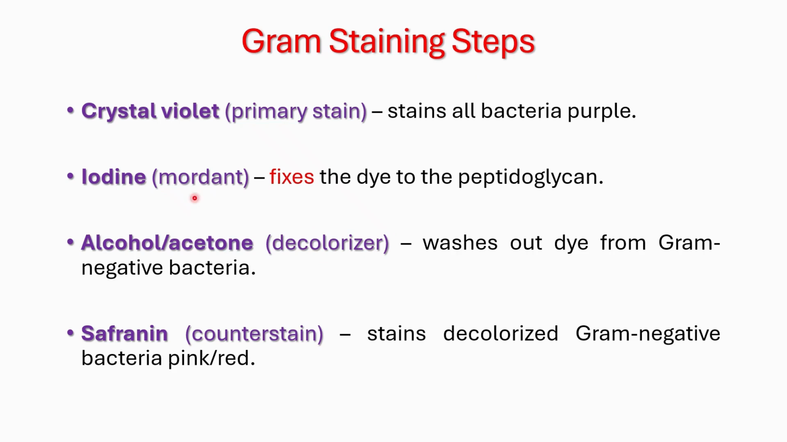And the third component is alcohol or acetone, the decolorizer. This step removes the purple stain from the gram-negative bacteria while the gram-positive bacteria retain it. Finally, safranin, the counterstain. The safranin stains the decolorized gram-negative bacteria pink or red, while the gram-positive bacteria stay purple with the crystal violet. Together, these steps allow us to clearly distinguish gram-positive from gram-negative bacteria under the microscope.